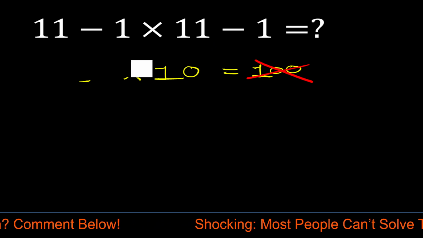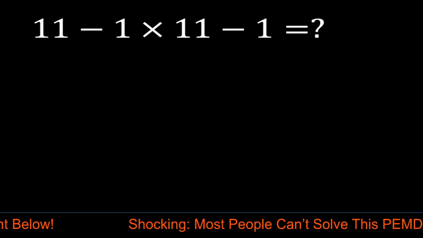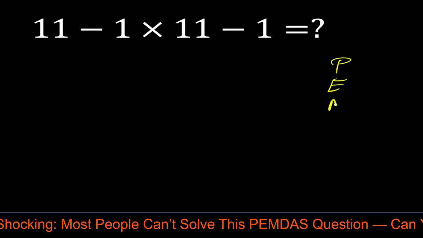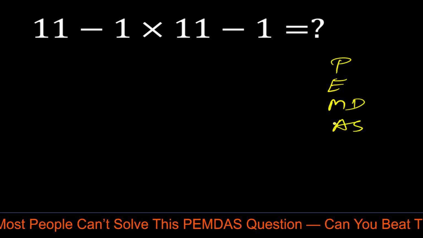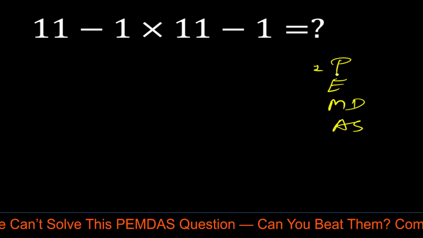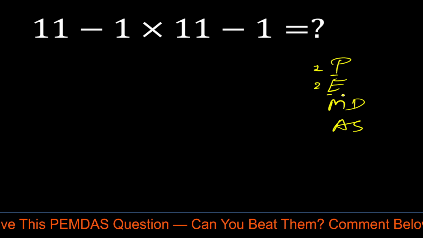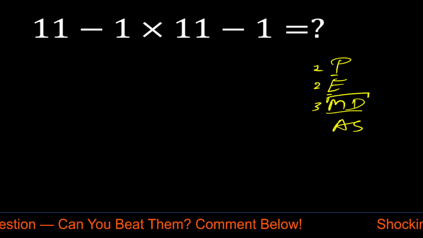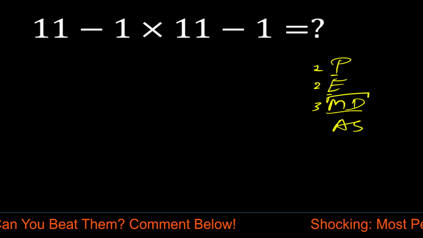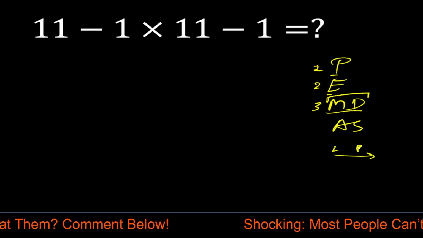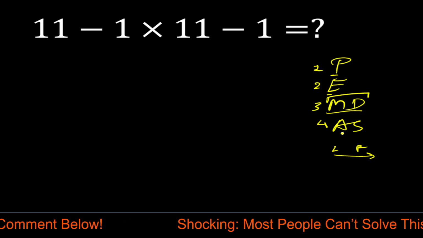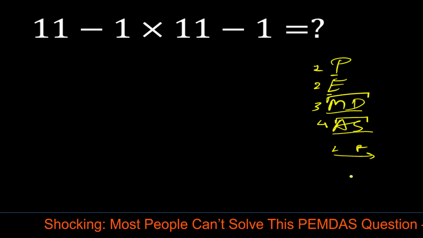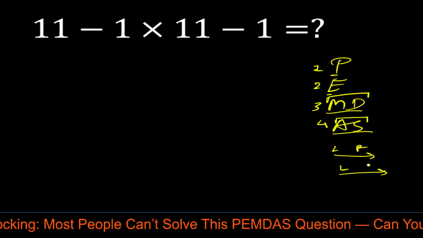So now let's solve this problem correctly by using the PEMDAS rule, right? PEMDAS: P-E-M-D-A-S. According to the PEMDAS rule, first priority is parentheses, then second priority is exponents, then third priority is multiplication and division. Here multiplication and division both have equal priority, so we have to solve from left to right. Then fourth and last priority is addition and subtraction. Also addition and subtraction both have equal priority, so we have to solve from left to right.